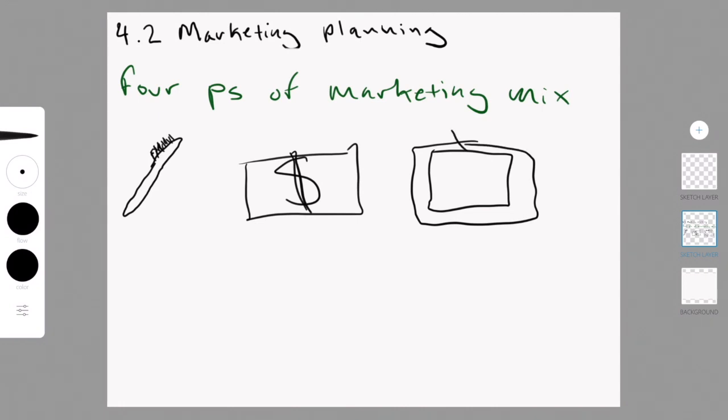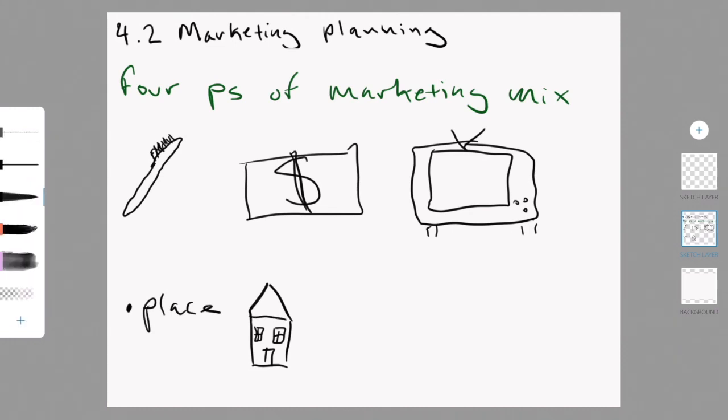Promotion. This refers to the various ways in which consumers are informed about or persuaded to purchase a product. There are many methods for this. I just wrote a TV because that's the most basic thing that people think of, like an advertisement on TV. Place, I didn't really know what to draw, so I just drew a house. But a place is the product's location or the channel of distribution used to get a product to consumers. So this would be a shop or an online store or anything like that.